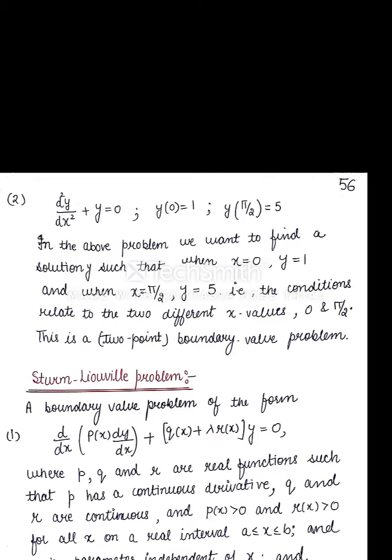So now let us consider our second example. In our second example, I am taking the differential equation as d square y by dx square plus y is equal to 0, and the conditions are y at 0 is equal to 1, y at pi by 2 is equal to 5. So in the above problem, we want to find a solution y such that when x is 0, y is 1, when x is pi by 2, y is 5.